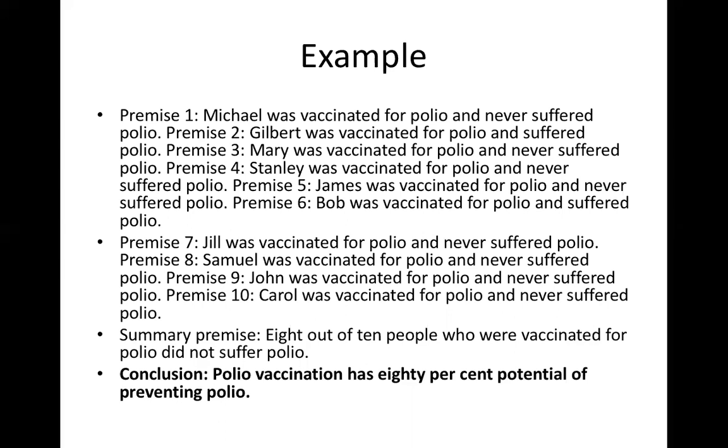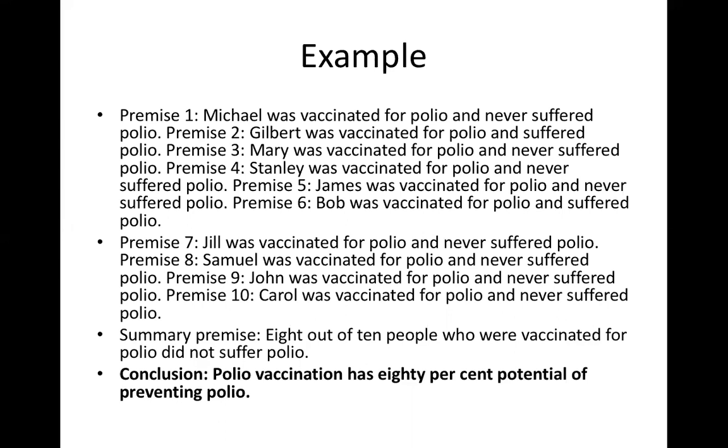So the conclusion is that polio vaccination has 80% chance, 80% potential of preventing polio. So 8 out of 10 is 80%. So that's the conclusion. Now that conclusion is a statistical hypothesis because it's referring to 80%. It refers to the finite reference class, particular statement. So this is an argument with statistical hypothesis as the conclusion.